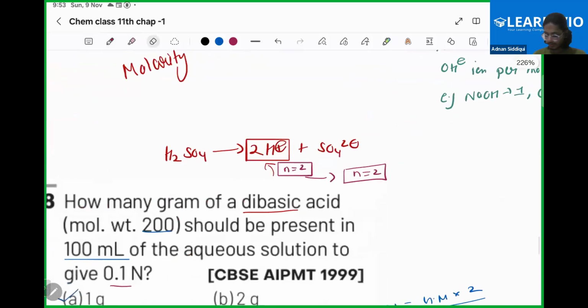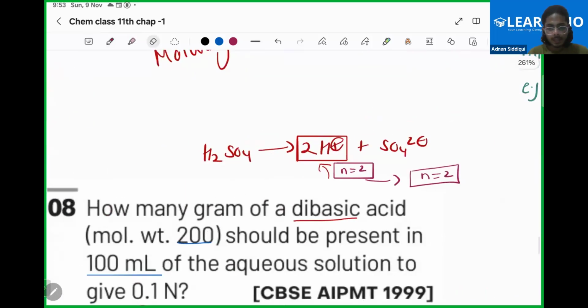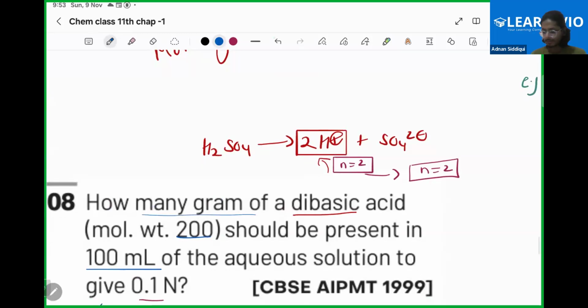See, this is a question. They are asking you about the given mass. How many grams of dibasic acid? Dibasic acid means an acid which is producing 2 H positive. If something is producing 2 H positive, then the n factor is going to be 2.